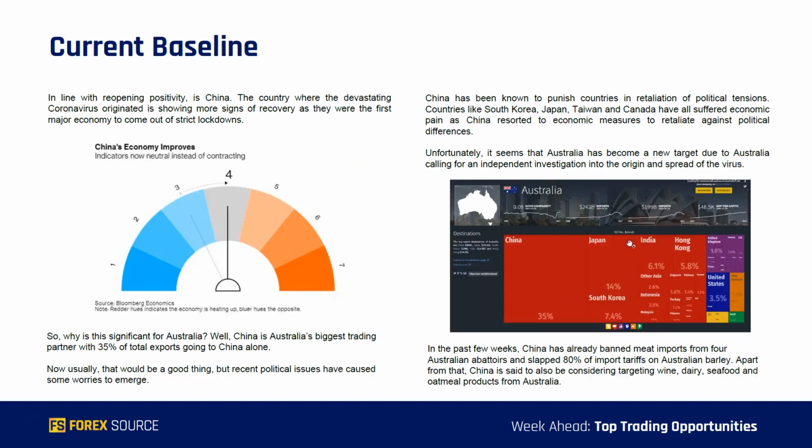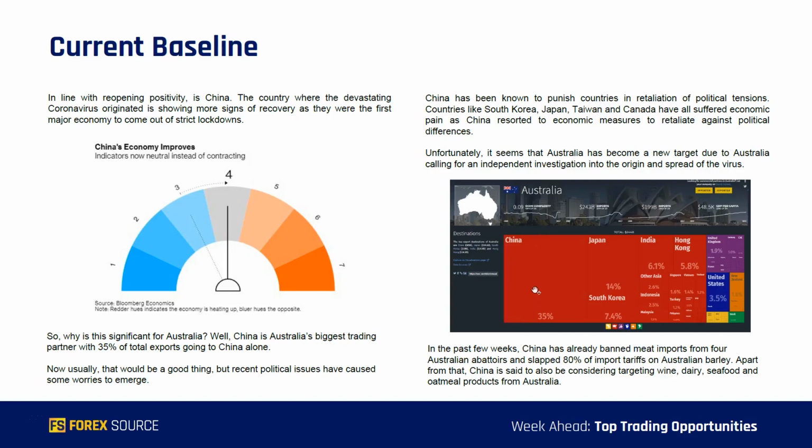Now, in line with that reopening activity is also China. The country where all of the devastating virus originated from is starting to show some signs of recovery, as they were the first economy to basically come out of those restrictions. So why is this significant for Australia? Because China is Australia's biggest trading partner, with over 35% of total exports going to China alone. Now, usually that would be a good thing, but recent political issues have caused some worries to emerge.